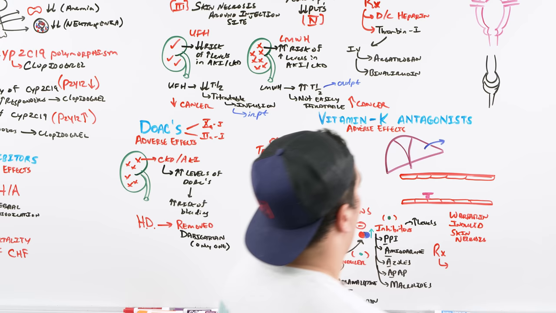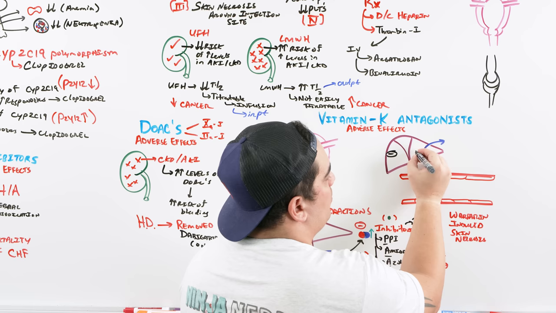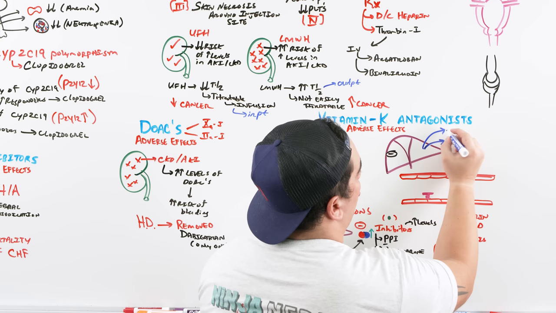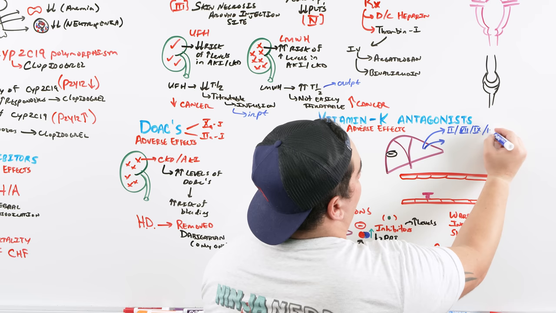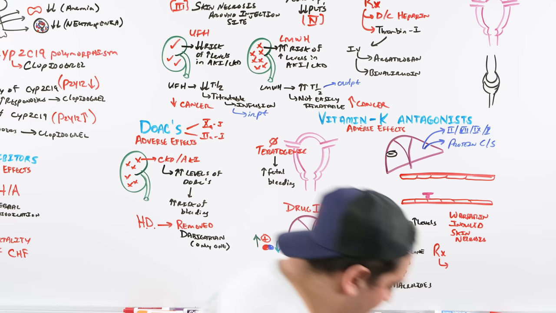Whenever somebody takes warfarin, what we know is that warfarin inhibits the vitamin K epoxide reductase, which is going to basically decrease the synthesis of a lot of functional proteins. Some of these are procoagulant: factors 2, 7, 9, and 10, right? These are wanting to induce clots. The other ones are protein C and S. These are anticoagulants.